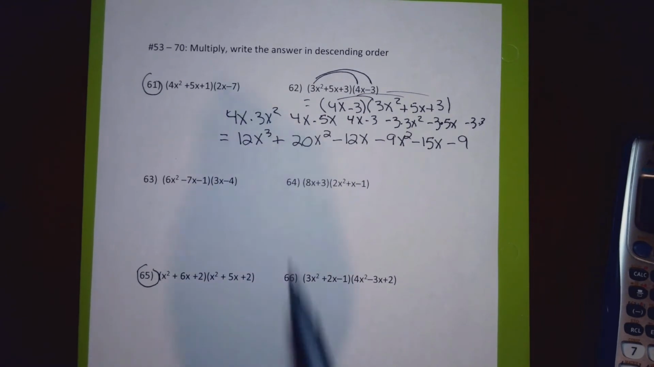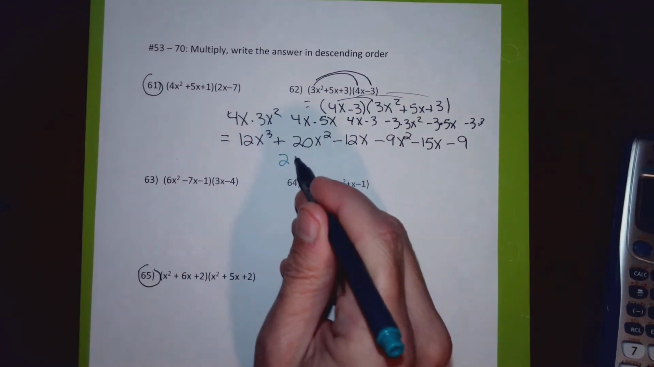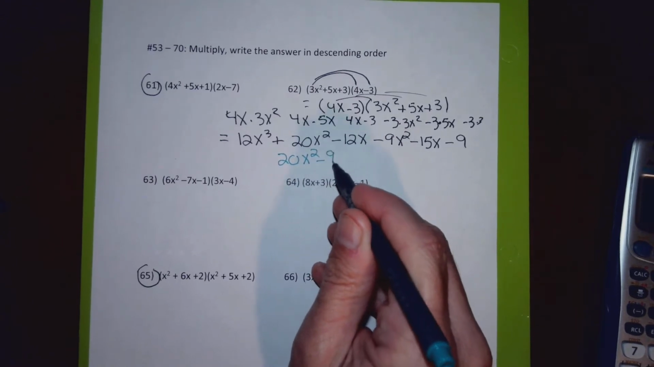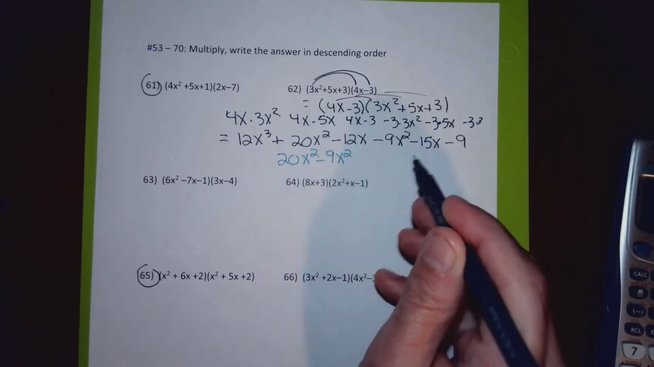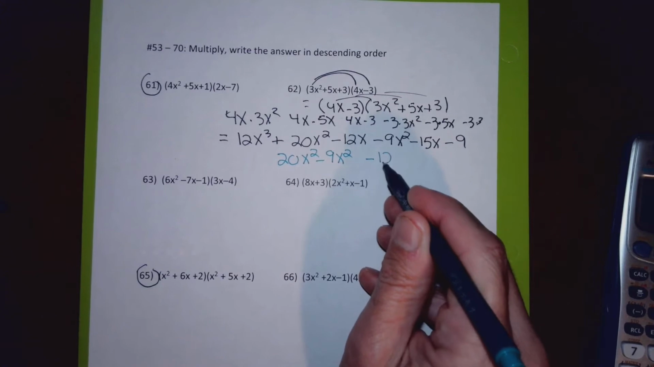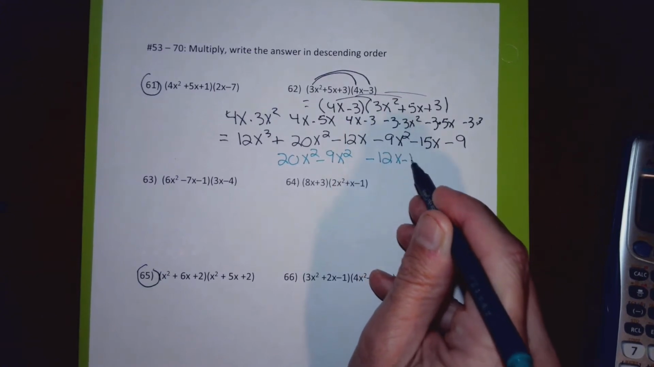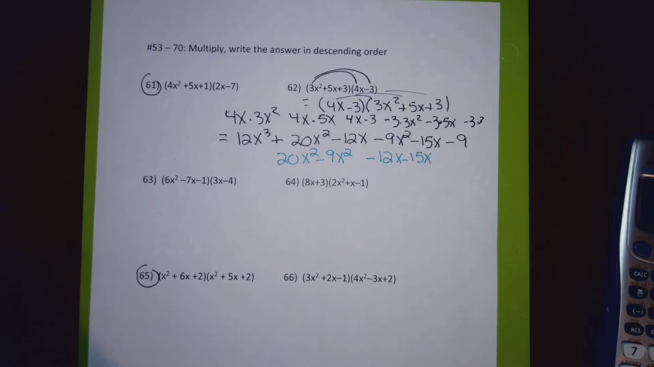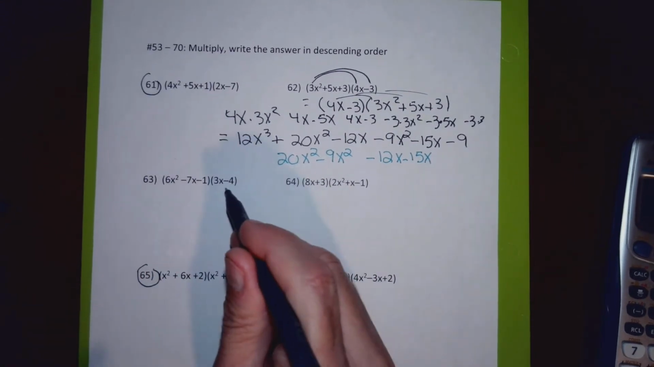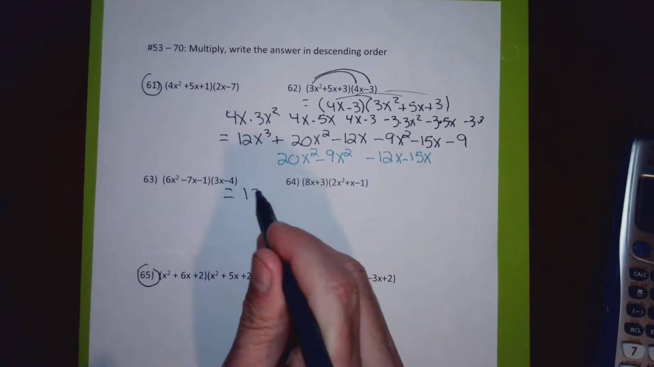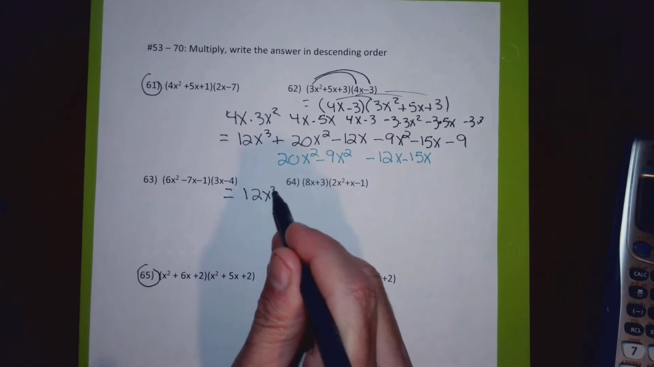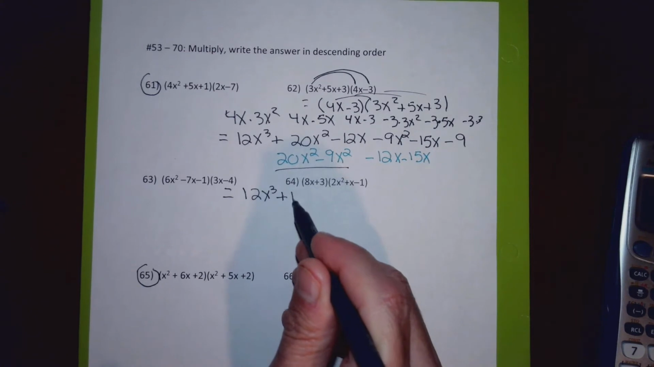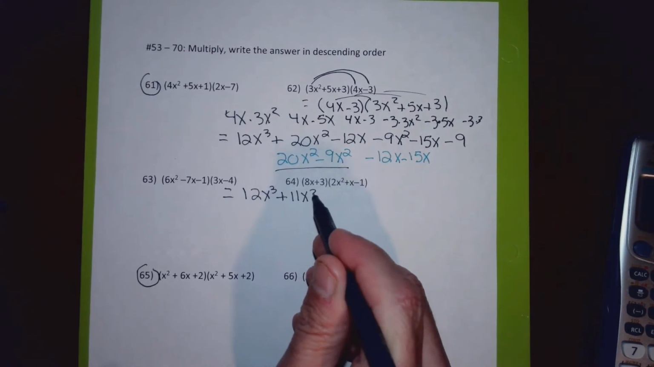Now I need to combine the like terms. I need to combine the 20x squared minus the 9x squared. That's just doing 20 minus 9. I need to combine the minus 12x and minus 15x. Those numbers have the same sign, so they're going to add. For my answer for 62, I'm going to bring down the 12x cubed. For this term, I'm just going to go 20 minus 9 and get positive 11x squared.